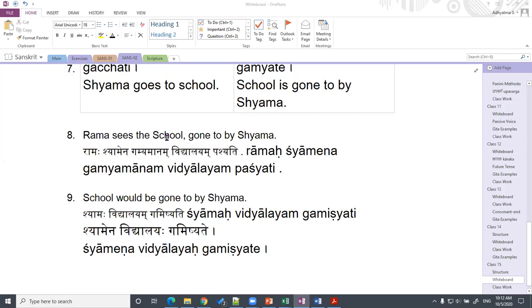Here he is seeing the school, but if he is, say for example, donating for the school, giving the money for the school, then the school would be the fourth case and also the participle. So if you say Rama gives the money for the school gone to by Shama, the school which is gone to by Shama, to that school or for that school, Rama makes a donation, Rama gives a donation. So in that case, it will come the fourth case, and you will say Shamena Gamyamanaya Vidyalayaya.